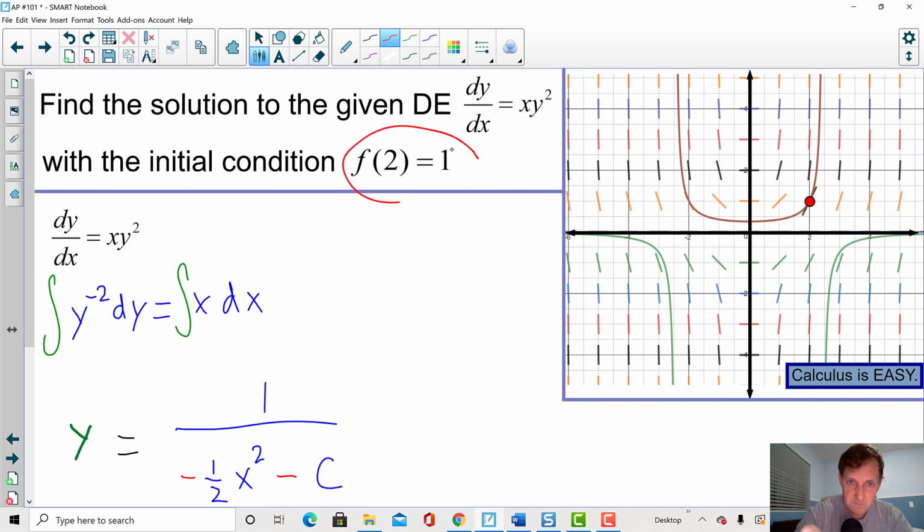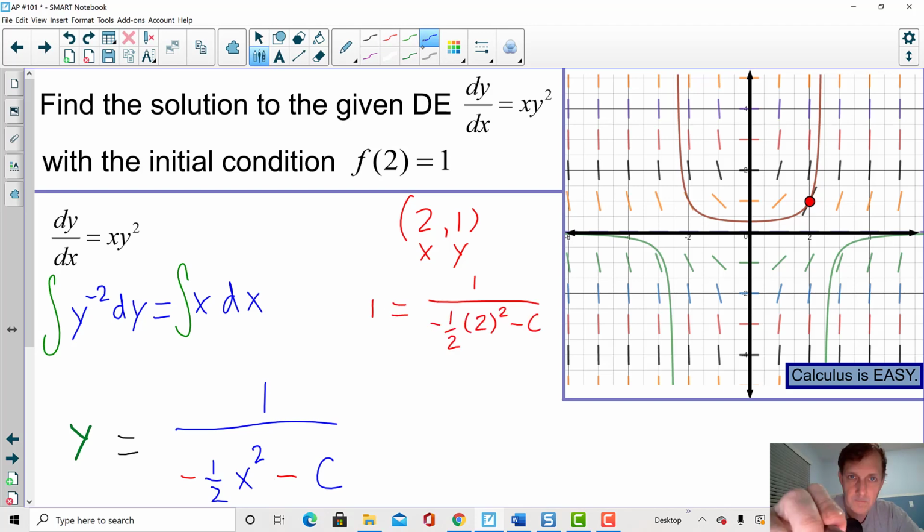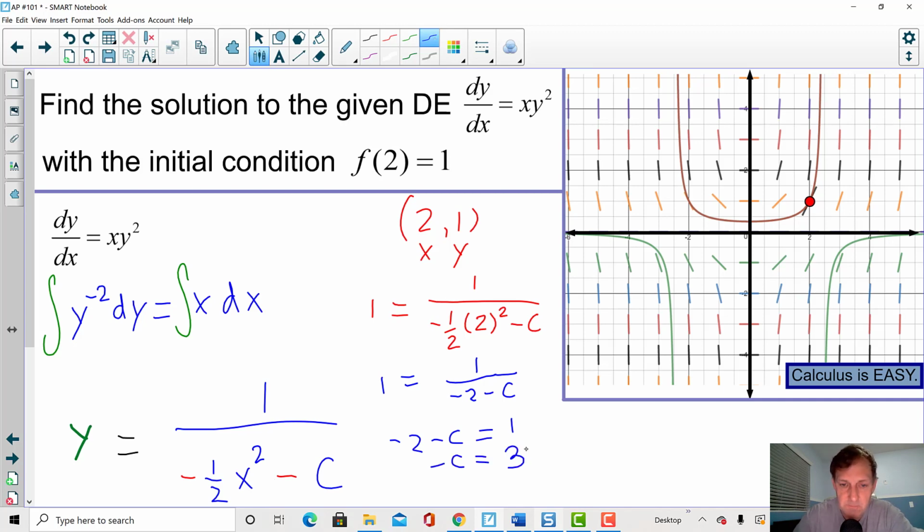Then we can use this point, which is (2, 1). So the x is 2 and the y is 1, and I can use that to solve for my c. If I plug it in, I'm going to get 1 equals... okay, we can reduce this a little bit. I can multiply both sides by negative 2 minus c. I can add 2 to both sides, and then multiply both sides by negative 1. So I'm getting that c is equal to negative 3.